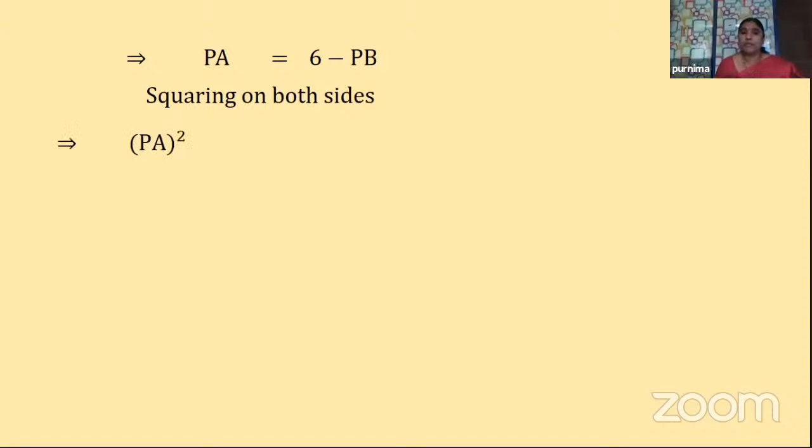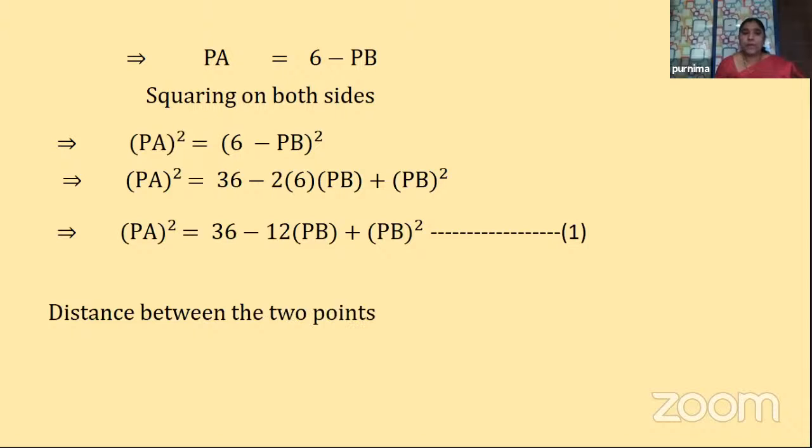PA whole square is equal to (6 minus PB) whole square, which is nothing but PA square is equal to, using the (a minus b) whole square formula, 36, 6 square is 36, minus 2 into 6 into PB plus PB whole square. So PA square is equal to 36 minus 12 PB plus PB square. As you know, when you are squaring here, PA square means the square root and square get cancelled.